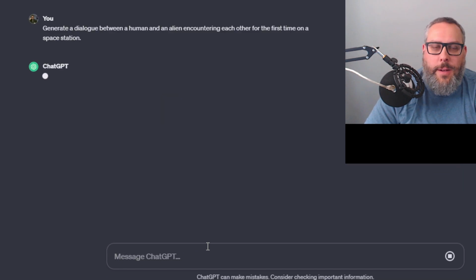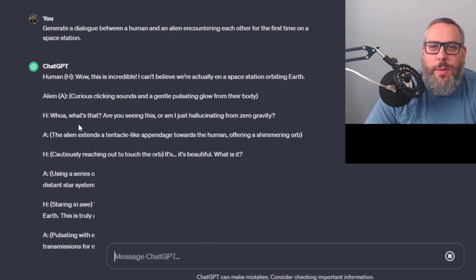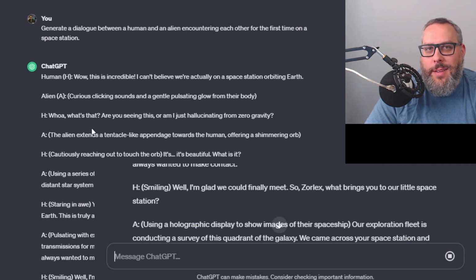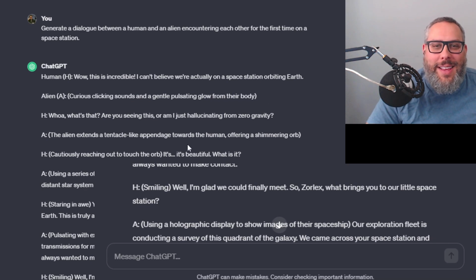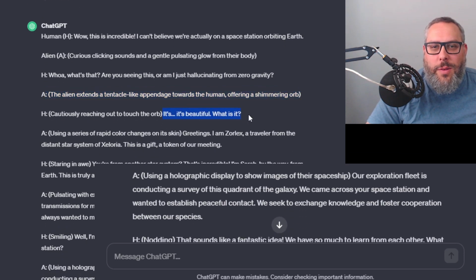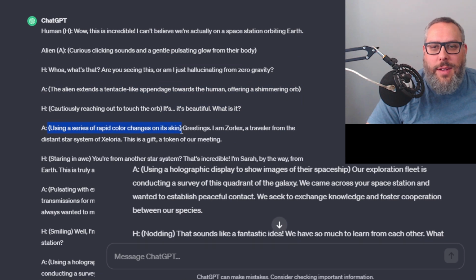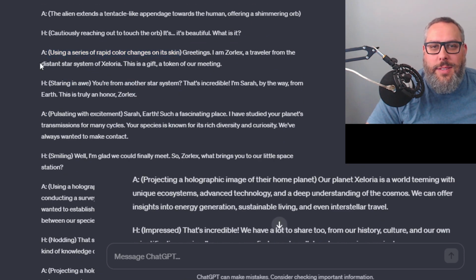space station. Wow, this is incredible. I can't believe we're actually on a space station orbiting Earth. Alien A. Curious clicking sounds and a gentle pulsating glow from their body. Whoa, what's that? Are you seeing this, or am I hallucinating from zero gravity? Alien extends a tentacle-like appendage towards the human, offering a shimmering orb. It's beautiful. What is it? Using a series of rapid color changes on its skin. Greetings, I am Zorlex, a traveler from a distant star system of Zaloria. This is a gift, a token of our meeting. You're from another star system? That's incredible. I'm Sarah, by the way. From Earth. It's truly an honor, Zorlex.